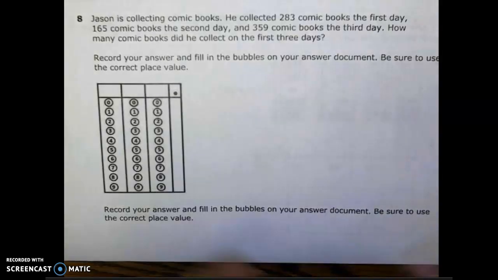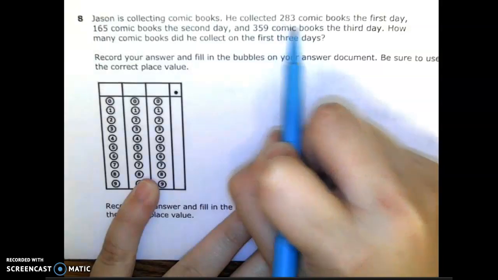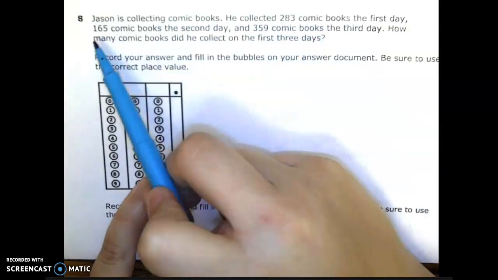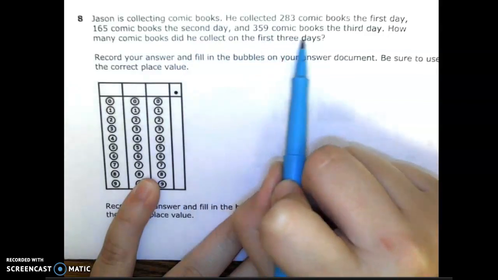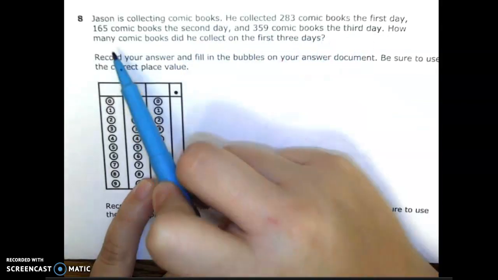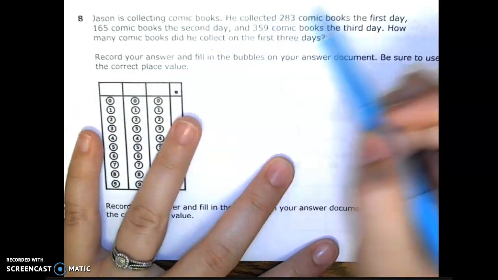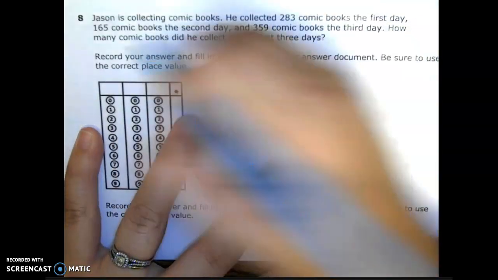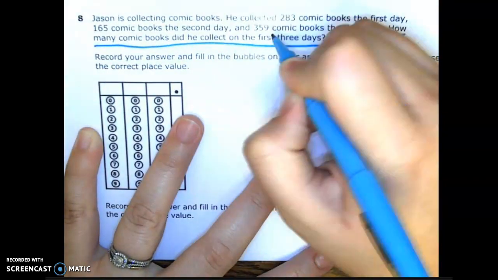Number 8. Jason is collecting comic books. He collected 283 comic books the first day, 165 comic books the second day, and 359 comic books the third day. How many comic books did he collect on the first 3 days? Okay? How many comic books did he collect on the first 3 days?